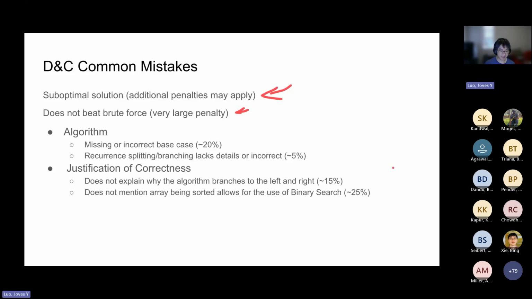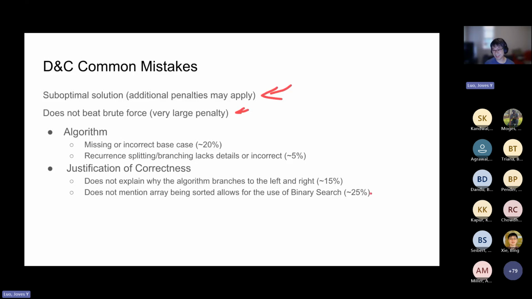Does not mention the array being sorted allows for use of binary search. This is such a big problem for students. It's so obvious I'm using binary search because the array is sorted. Guess what? That is an explanation of why you use binary search. So if you skip it, you're going to lose points for it. You absolutely have to tell us why you chose black boxes under certain conditions. If you miss it, even though you think it's obvious, you're going to lose points. So try not to do that.